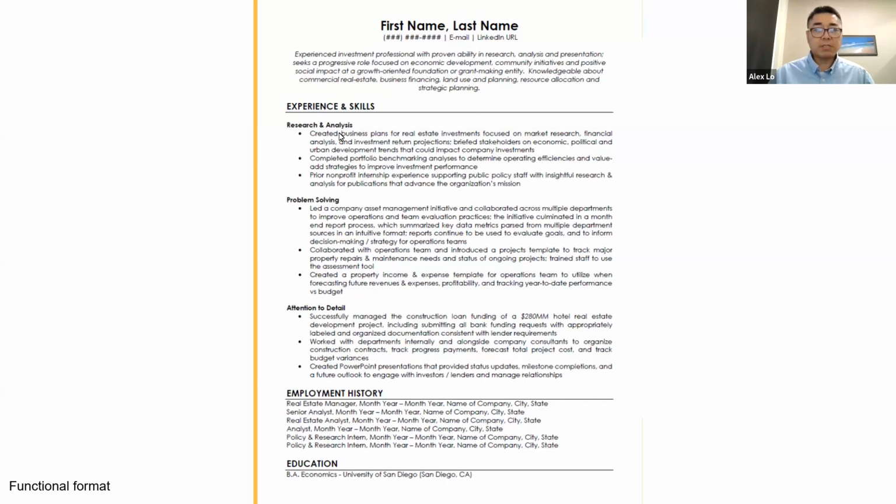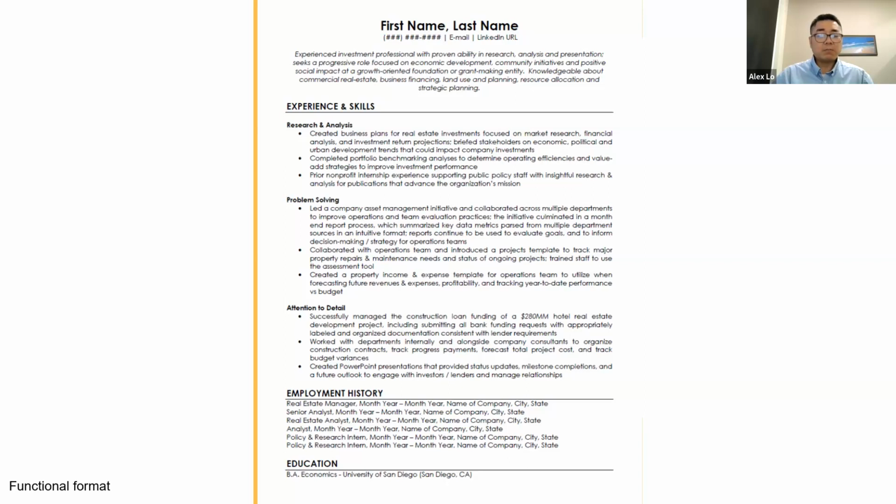So talking about research and analysis experience, and what this person did related to research and analysis, then problem solving, attention to detail, then followed by employment history without specific bullet points assigned to each job, and just a job title, organization name, and the date and location. So this format is more commonly used by the job seeker who wants to highlight their transferable skills instead of their job title or work history. And typically that happens when job seekers are going through a dramatic career change.